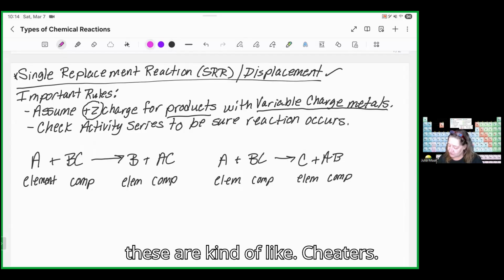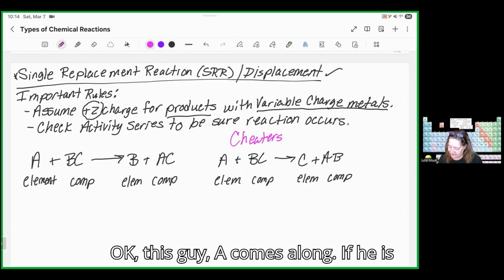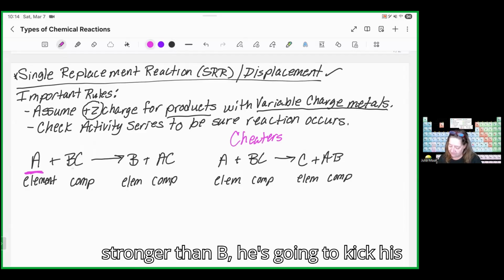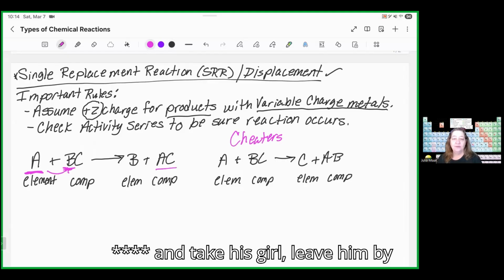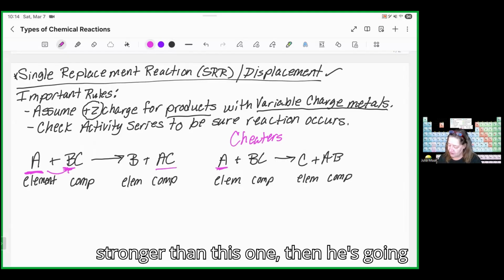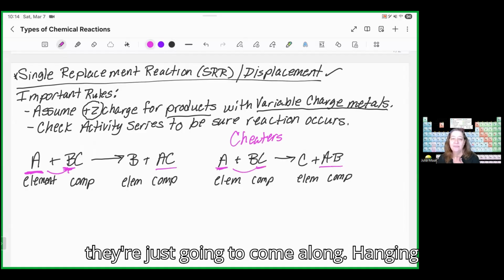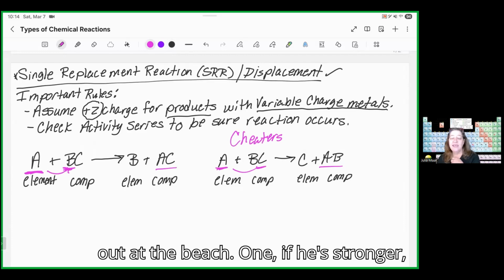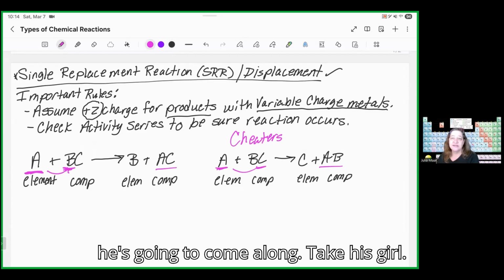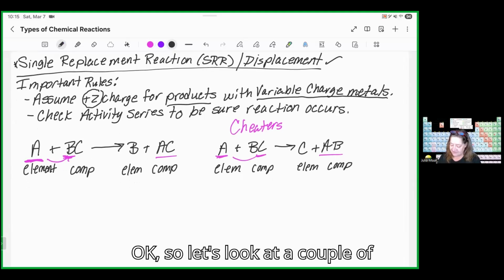So these are kind of like cheaters. This guy, A, comes along. If he is stronger than B, he's going to kick his butt and take his girl, leave him by himself. Same thing here. If he's stronger than this one, then he's going to kick him out and take his girl. They're just hanging out at the beach, and if he's stronger, he's going to come along and take his girl. So let's look at a couple of examples of this.